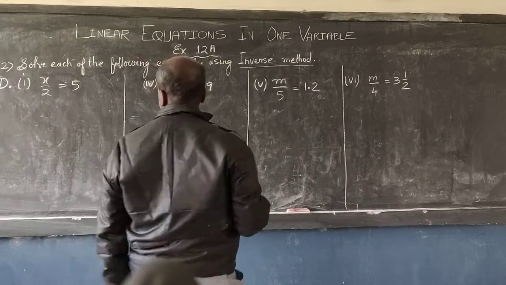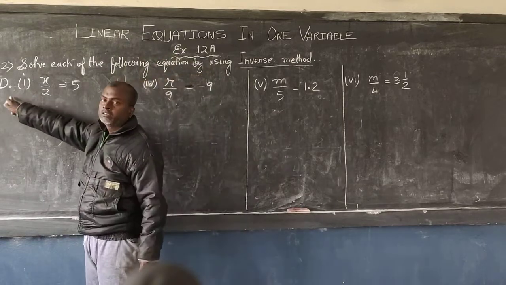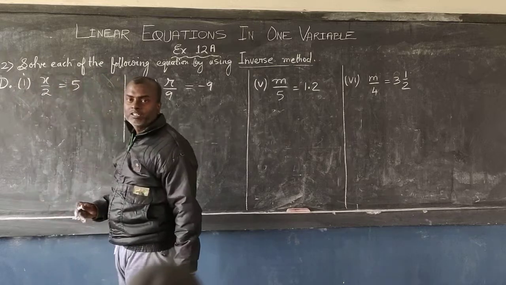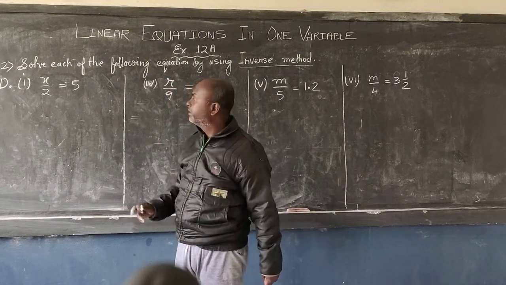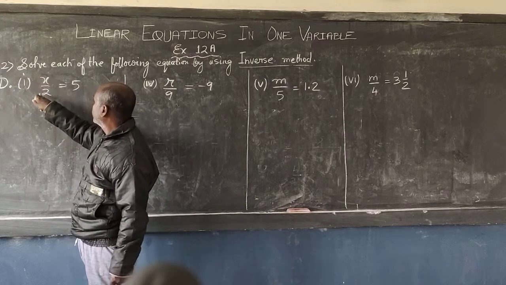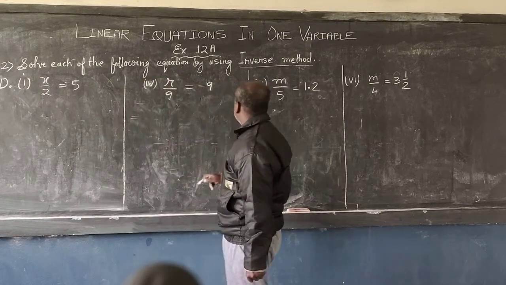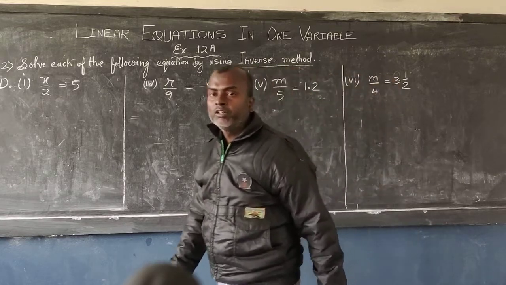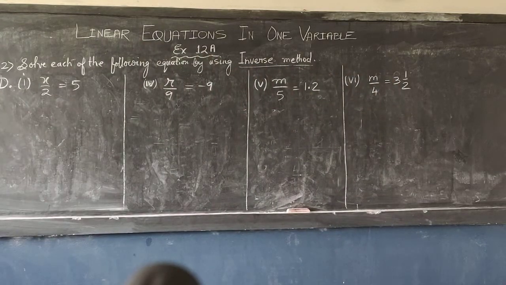Okay, let's very fast complete this last section, D. Now D here means division. I think there is no better way to explain than this. D will here signify division. See, x divided by 2, r divided by 9, m divided by 5, m divided by 4. So it's all division here.